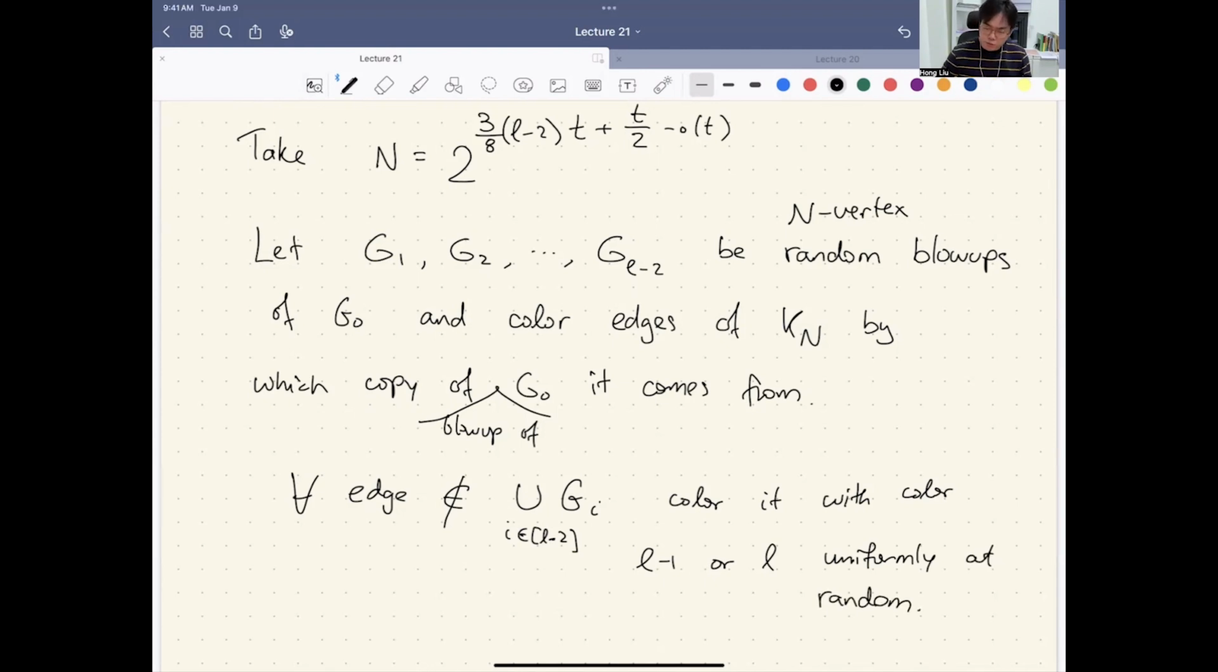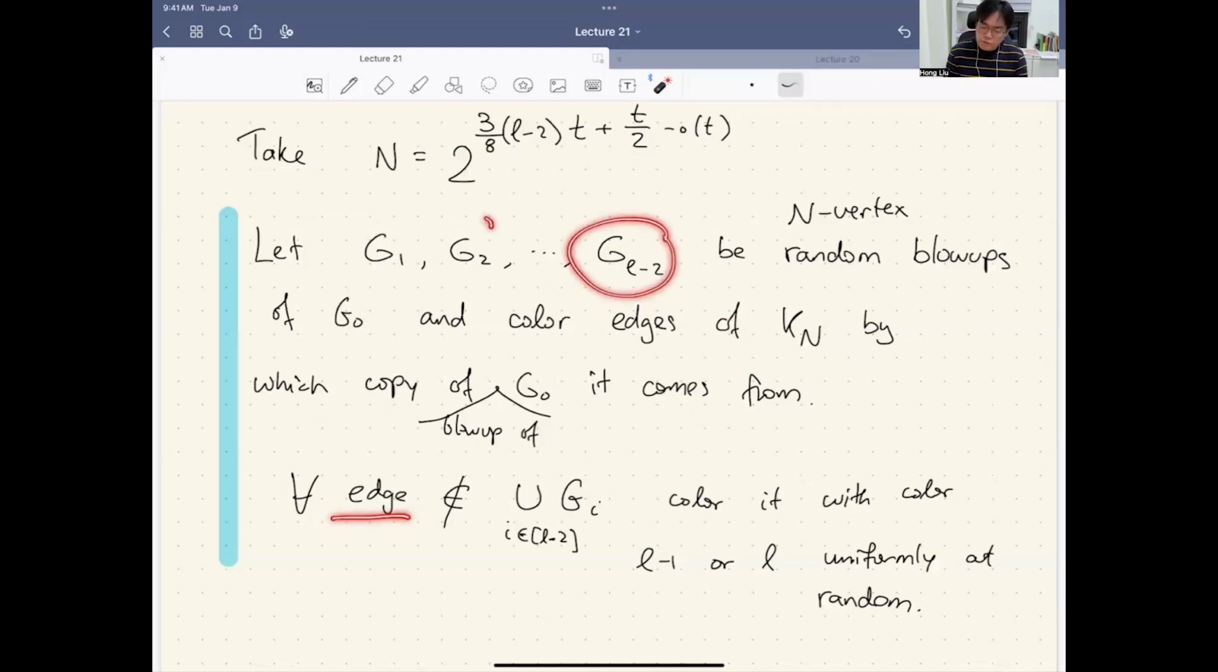Now here we've described a coloring of Kn. First of all, if an edge comes from one of these random blow up copies, you color it by that copy. If not, we have two colors left. If it's not covered by any, you color it uniformly at random with the remaining two colors.